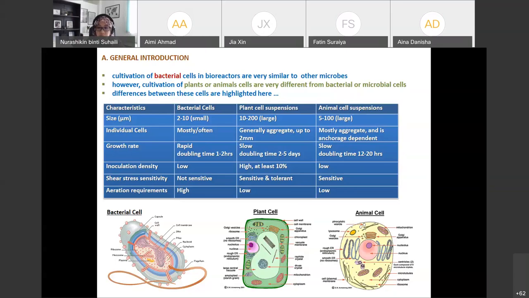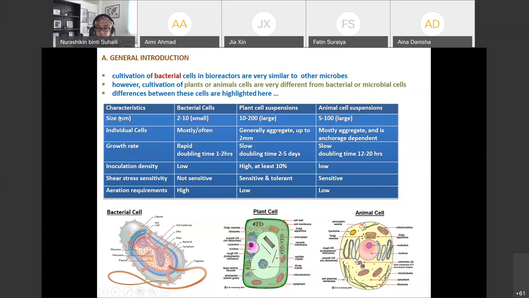For example, if you are talking about kids and adults, of course they have different requirements of nutrients, yeah? Because their activities are different. So the same thing goes to different organisms like microorganisms and animal and plant cells. So these are the comparison. In terms of size, you can see that bacteria has the smallest size, between 2 to 10 micrometer.